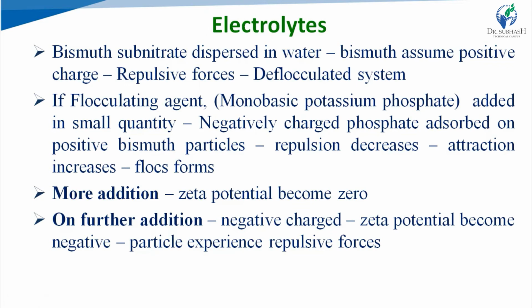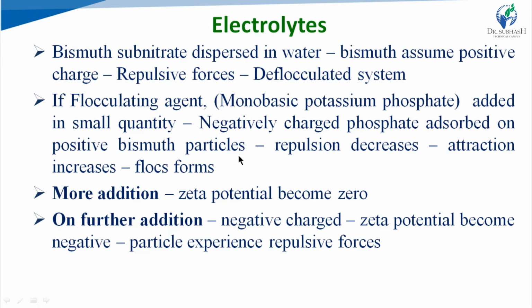In such a condition, if we want to initiate flocculation, we need to reduce the positive charge between the particles, and for that we can use a flocculating agent. For example, one flocculating agent suitable for the bismuth subnitrate system is monobasic potassium phosphate, added in a small quantity. Here the negatively charged phosphate ion is adsorbed on the positive bismuth particle.